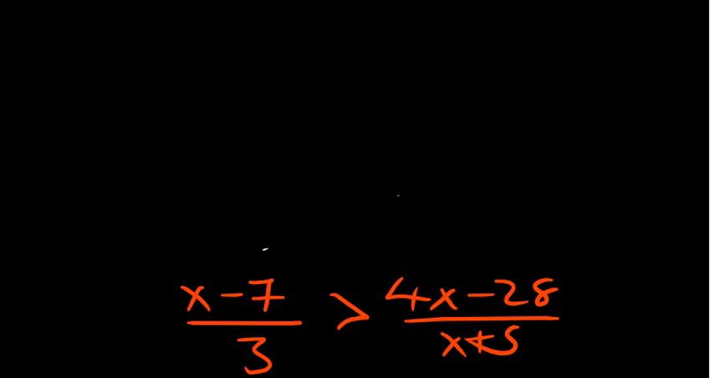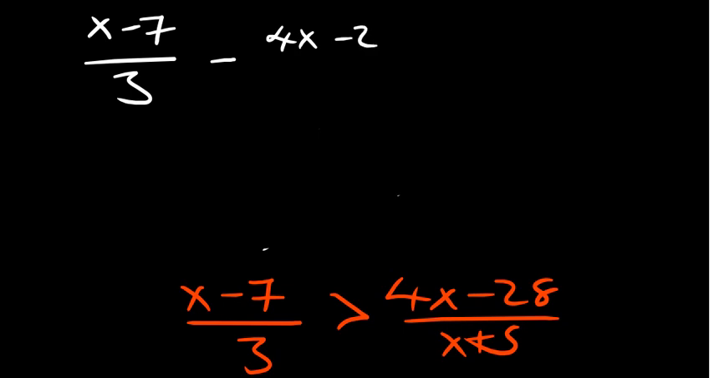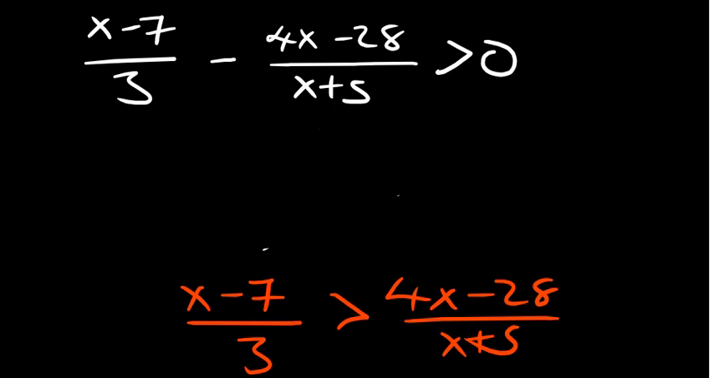So at this point, what should we do? How about bringing this 4x minus 28 to the other side so that it will be greater than 2? That's the easiest way to go about it.